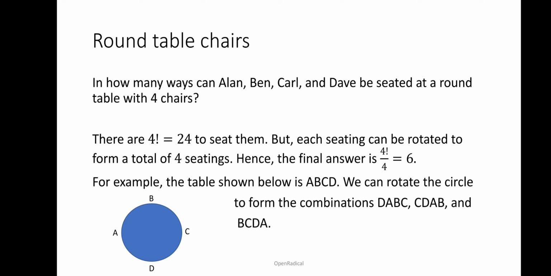For example, the table shown below is ABCD, but if we rotate it 90 degrees clockwise, it becomes DABC. We rotate it again, CDAB, and again, BCDA. So that's why we have to divide by 4. Each seating gives us 4 rotations.